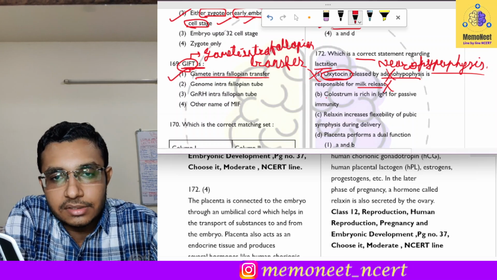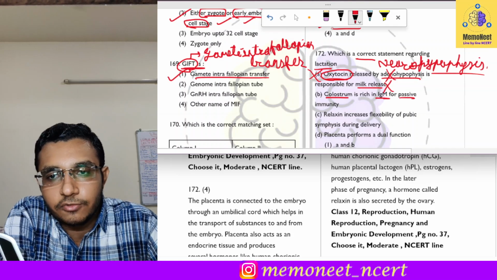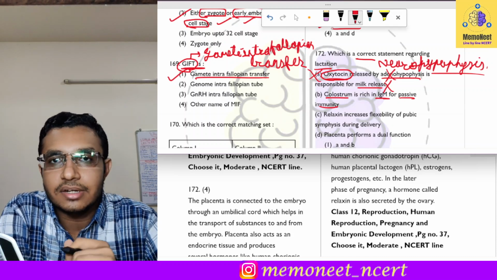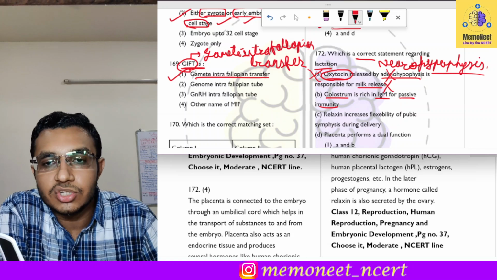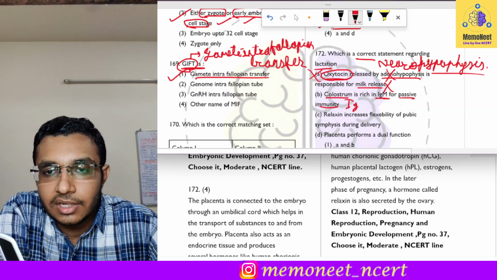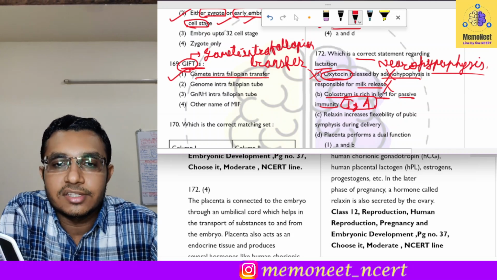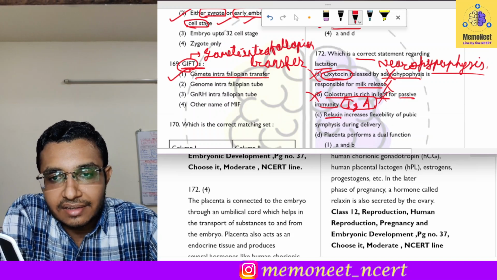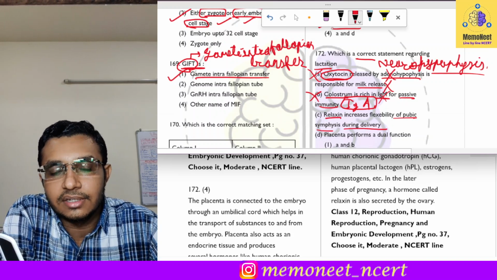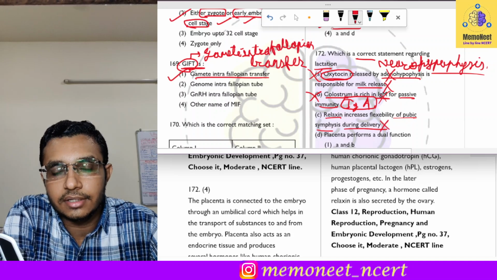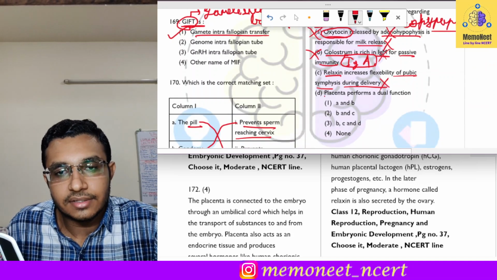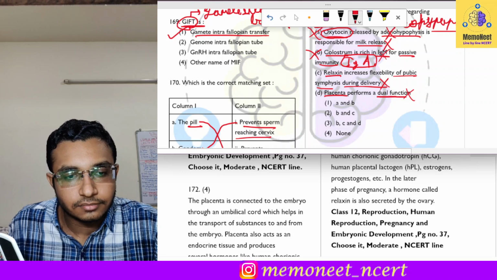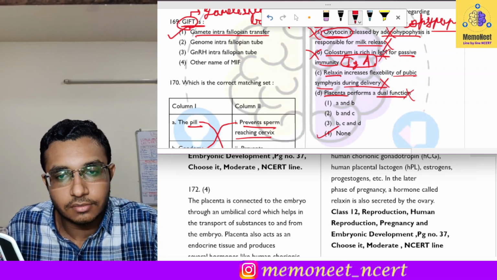Now statement B is colostrum is rich in IgM for passive immunity. Now see, colostrum is the yellow fluid which is secreted in the initial days of the lactation and it is rich in IgA antibodies. Okay, IgA antibodies which provide passive immunity. So statement B is also incorrect. Then statement C is relaxin increases the flexibility of pubic symphysis during delivery. So this statement is incorrect. Okay, then statement D is placenta performs a dual function. So this statement is also incorrect. Okay, so the correct answer of this question is option 4, that is none.